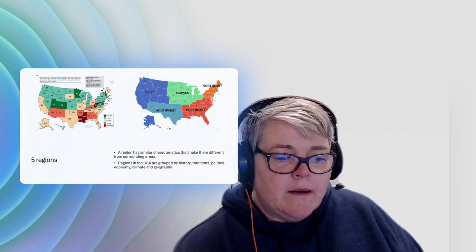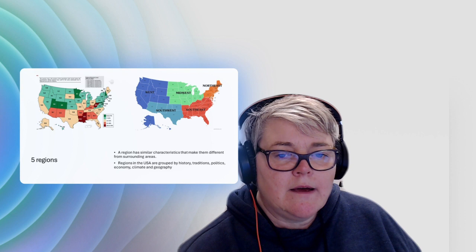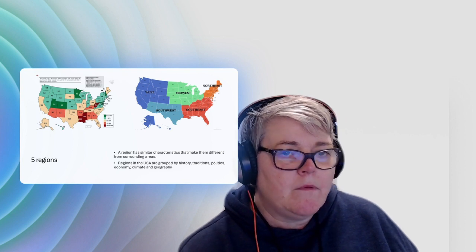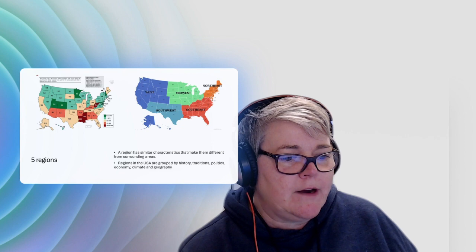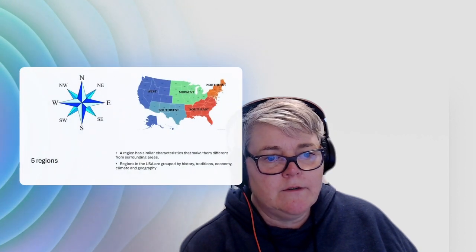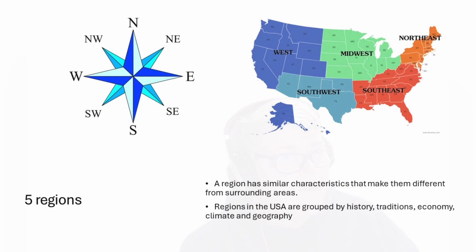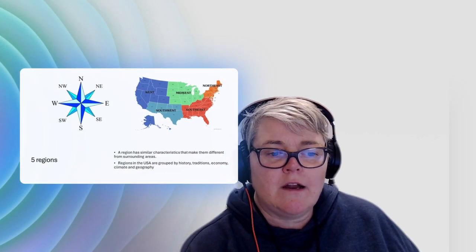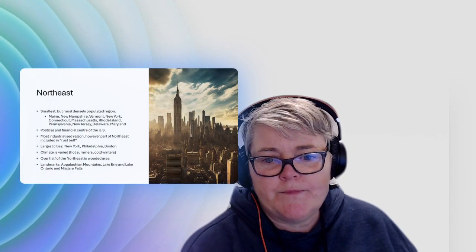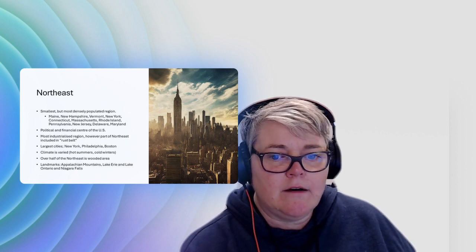To look a bit closer at each of the regions and see what makes each one different from the other areas, we're going to start with the Northeast. This is the smallest but most densely populated region. This is also the region that became the United States first. These are the 13 original colonies, so they have a lot of shared history. In addition, it's the region with the political and financial center of the United States.